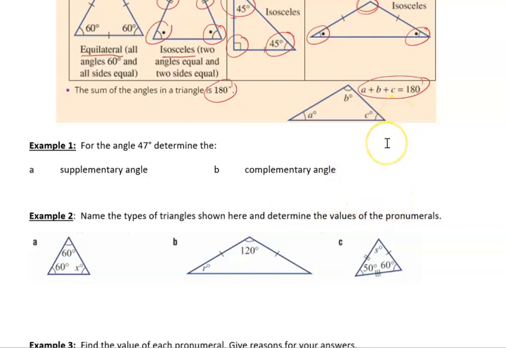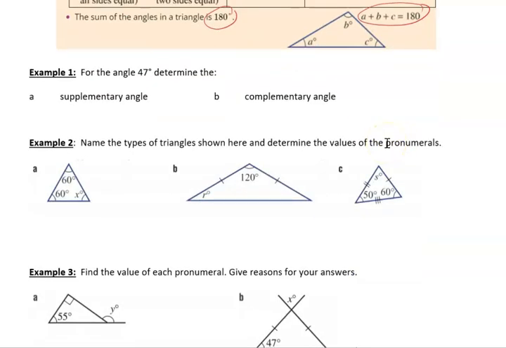So for the angle 47 degrees, what is the supplementary angle? So we would work that out as 47 plus, let's call it x, together will equal 180. So we subtract 47 from 180, and we get x is equal to 133. Because if we added 133 and 47, we should get 180.